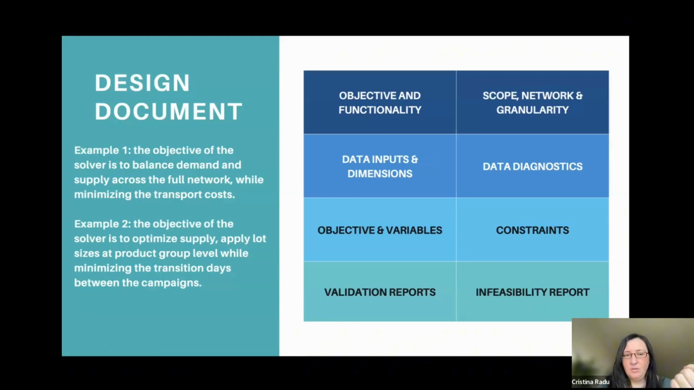Because when you implement a solver and then you hand it to the business, they should be able to be independent in finding the infeasibility, in solving them, right? So then you can explain what we are going to explain in a minute. Infeasibility comes from the modeling and the data. If it's data, you do this. If it's modeling, I don't know, call us and so on. So they should have a set of instructions what to do if the solver is infeasible.